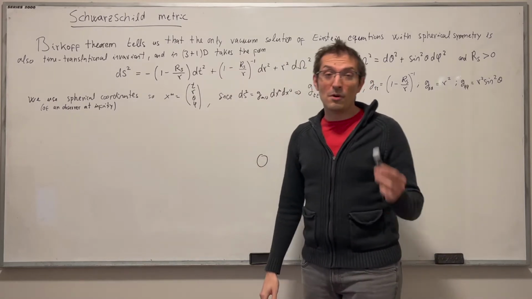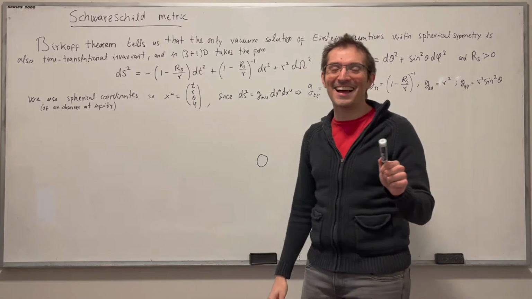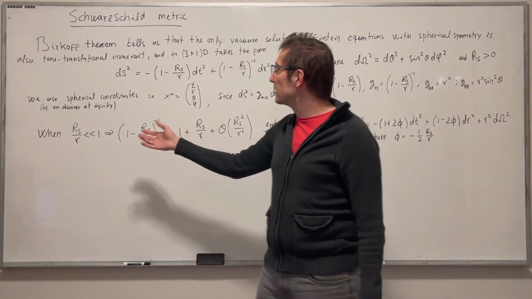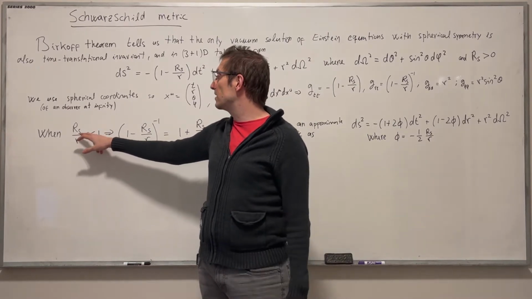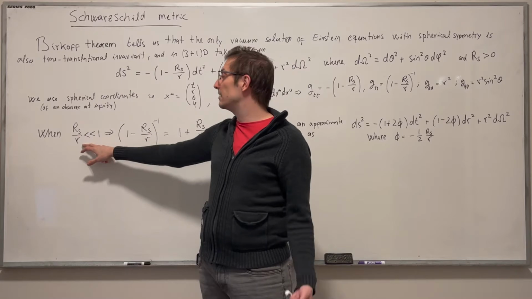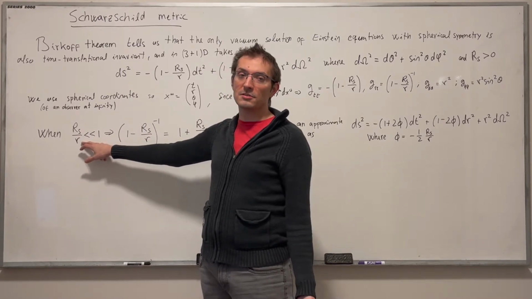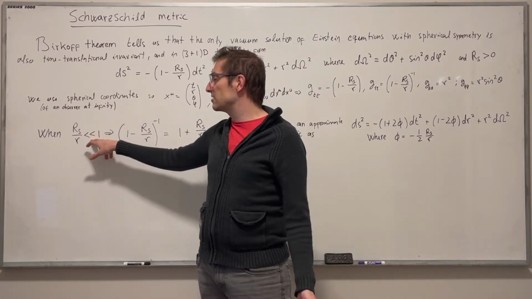How do I do that? Well, we're going to do it by matching with Newtonian mechanics in the Newtonian limit. So let's see how we do that. In the particular case where we are looking at points that are very far away as compared to the Schwarzschild radius, so that the Schwarzschild radius over the point that we're looking at is much less than 1.